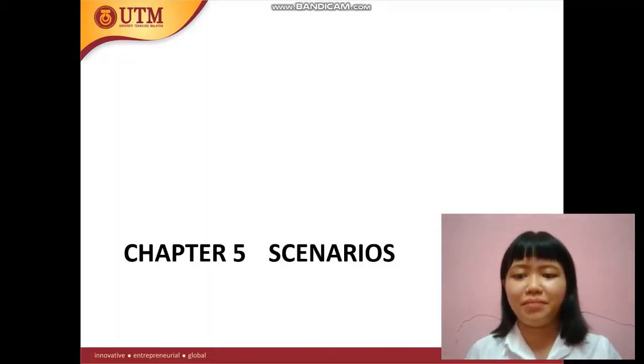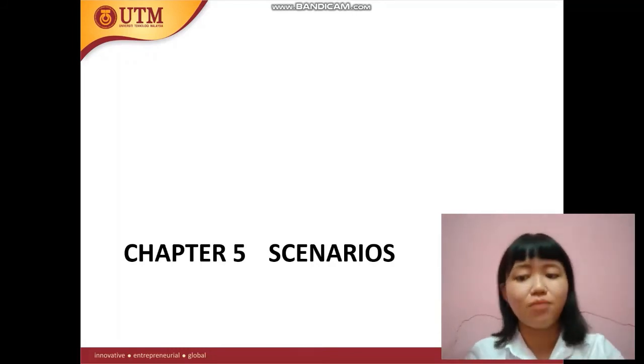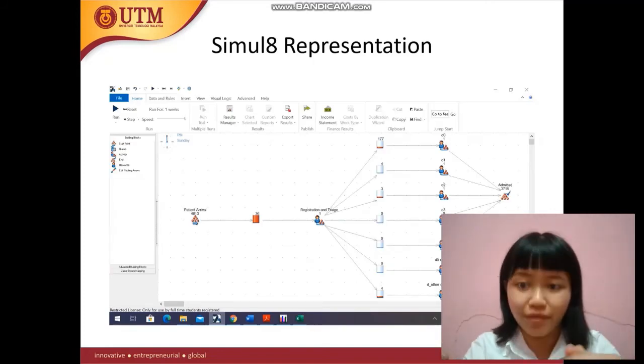Hello, I'm Yokling. I'm going to present Chapter 5 scenarios, where we have 3 scenarios. We'll be comparing them and seeing their efficiency compared to the original model. So we are going to proceed with the original model first, using the first representation in Simul8.